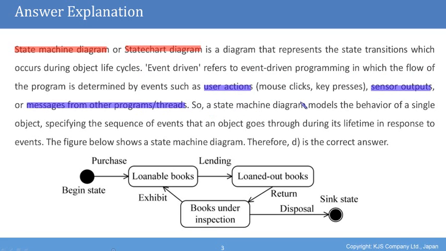So, a state machine diagram models the behavior of a single object, specifying the sequence of events that an object goes through during its lifetime in response to events. The figure below shows a state machine diagram.